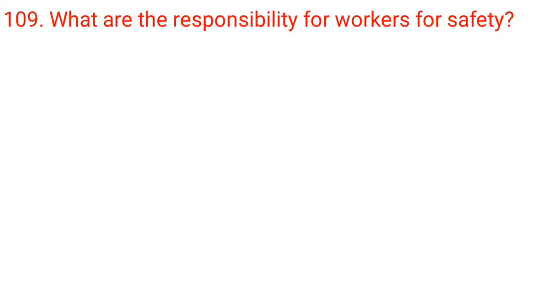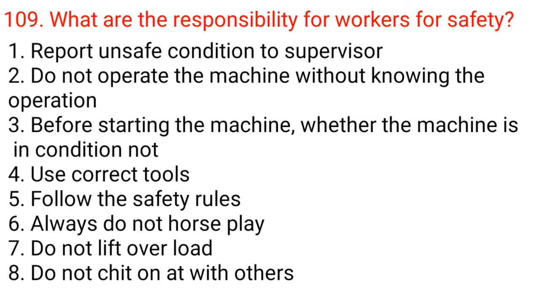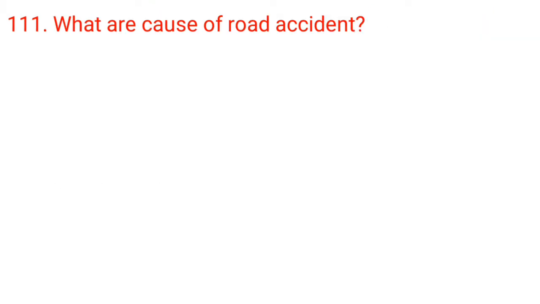109. What are the responsibilities of workers for safety? 1. Report unsafe condition to supervisor. 2. Do not operate the machine without knowing the operation. 3. Before starting the machine, check whether the machine is in good condition or not. 4. Use correct tools. 5. Follow the safety rules. 6. Do not indulge in horseplay. 7. Do not lift overload. 8. Do not chat with others.